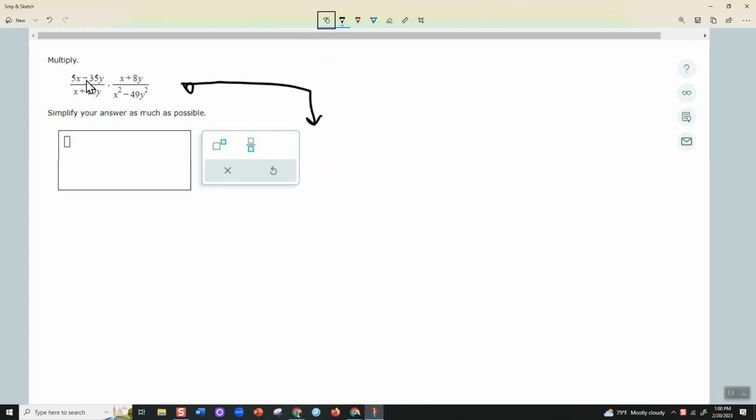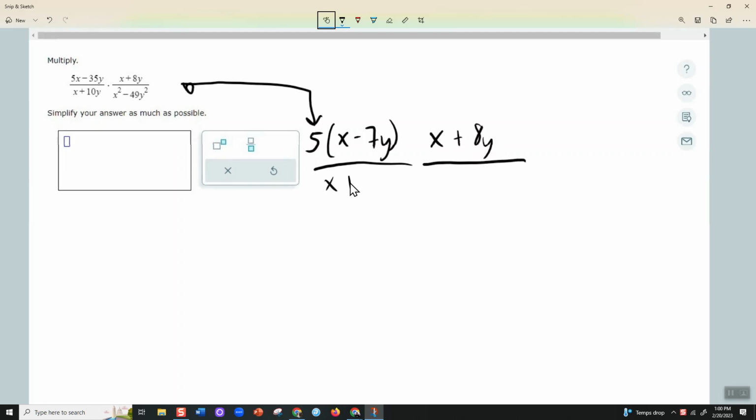So I can see that there's a common factor of 5 here. So I'm going to take out the 5. I'm left with x minus 7y. I'm going to go to the bottom of that fraction here. There's nothing I can see that factors there. I'm just going to continue on to the other fraction over here. Again, I don't see anything I can factor out there either, so I'm just going to rewrite those as they are.